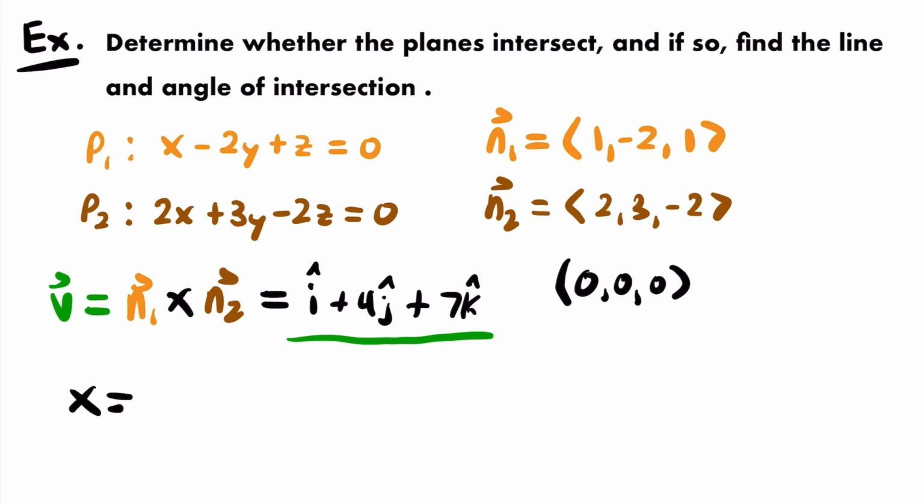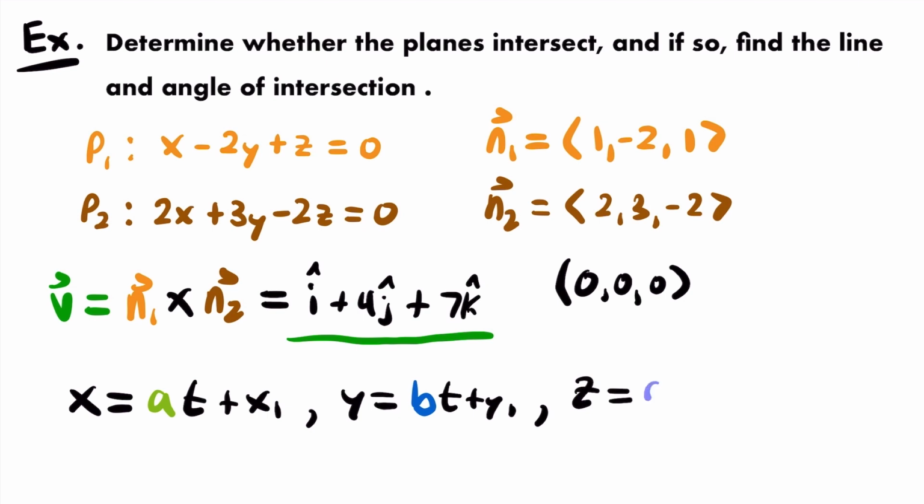You'll have x equal to a times t plus x1, and then y equals b times t plus y1, and then you'll have z equals c times t plus z1, where a, b, and c are the direction numbers or the components of the direction vector. So that will be 1, 4, and 7. And then of course x1, y1, and z1 are the coordinates of the point on the line, which in this case is just the origin.